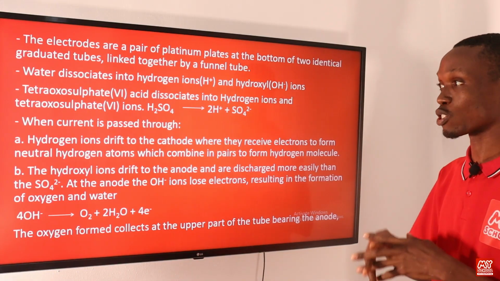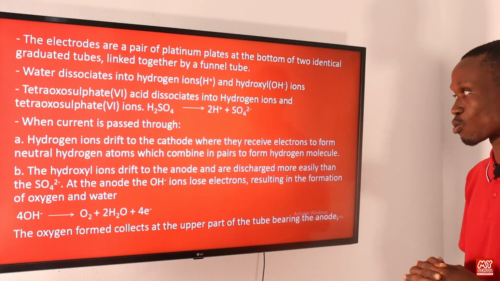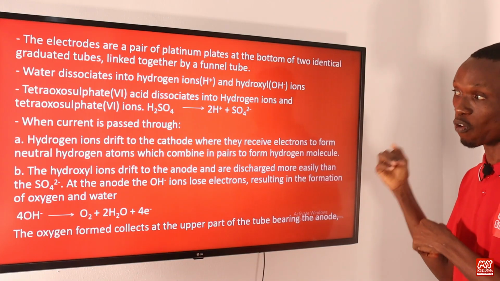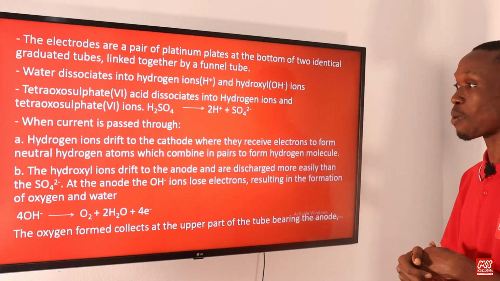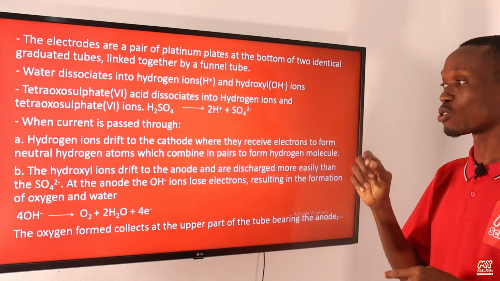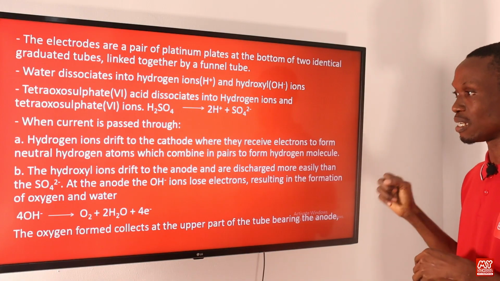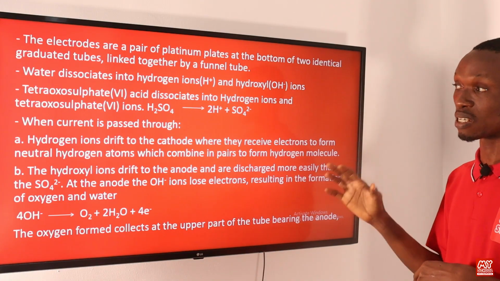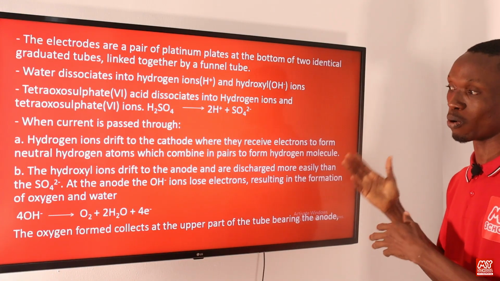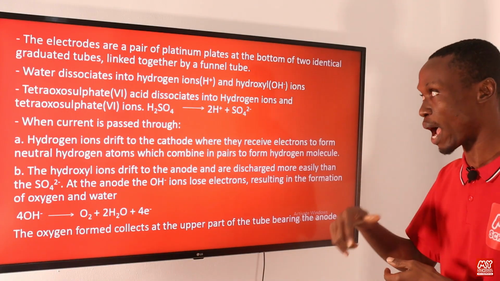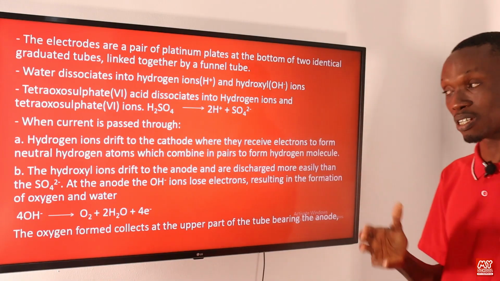So when current is passed through, what happens? One, hydrogen ions drift to the cathode where they receive electrons to form neutral hydrogen atoms, and these combine in pairs to form hydrogen molecules, while the hydroxyl ions drift to the anode and are discharged more easily than the tetraoxosulphate(VI) ion. Okay, and there are reasons for that. You can also consult your chemistry textbook to see why the hydroxyl ion is discharged in preference to the tetraoxosulphate(VI) ion.